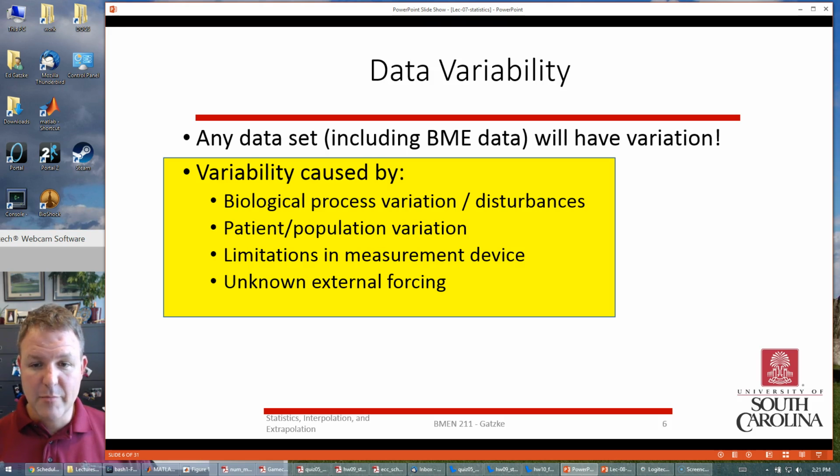Limitations in our measurement device. The measurement that you're using to measure things may have some uncertainty. It may be dependent on noise or even ambient temperature. Something that you're not measuring or you don't know could be affecting your device or your population. So these external forces, another word for disturbance, are something outside of your control. Maybe there's something you haven't thought of that's affecting your process that is making it change with time. So variation, disturbances, population variation, measurement device limitations, and external forcing are the main things that push our biomedical engineering systems around that we can't really account for. So we try and just quantify the uncertainty.